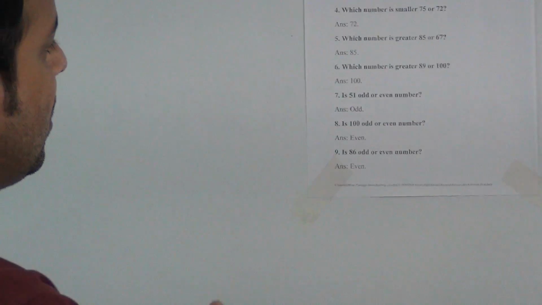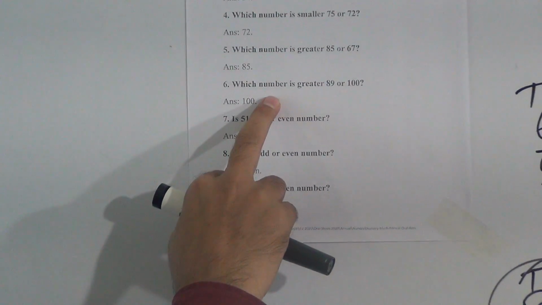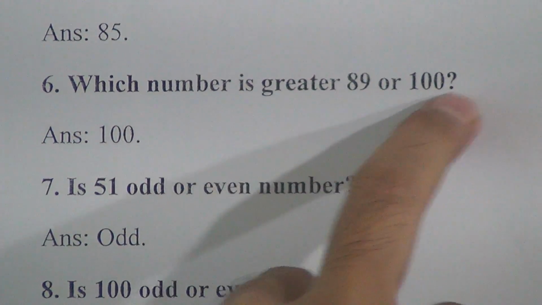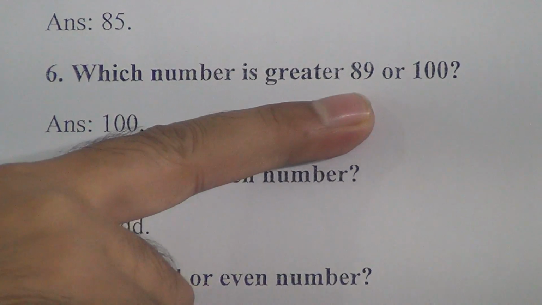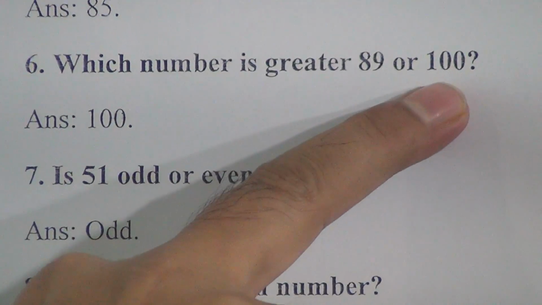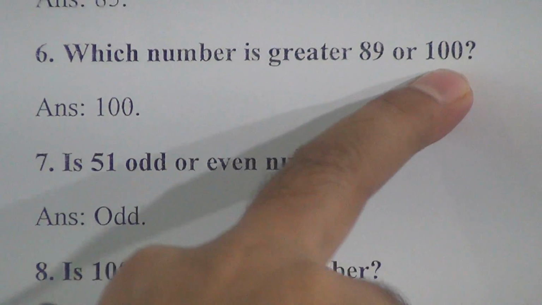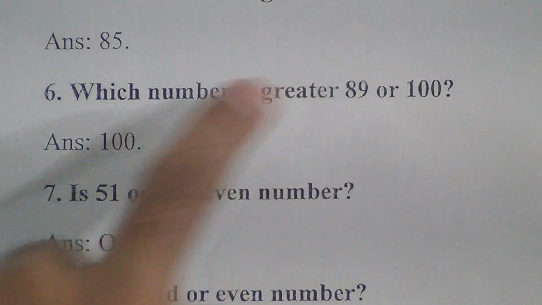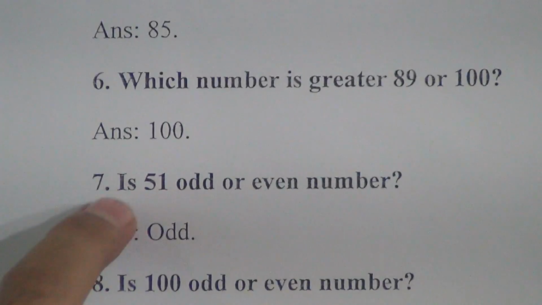Next question. Which number is greater, 89 or 100? Dear students, now see here, 89 contains only 2 digits and 100 contains 3 digits. Here 1 digit more, so 100 is the greater. So answer is 100.